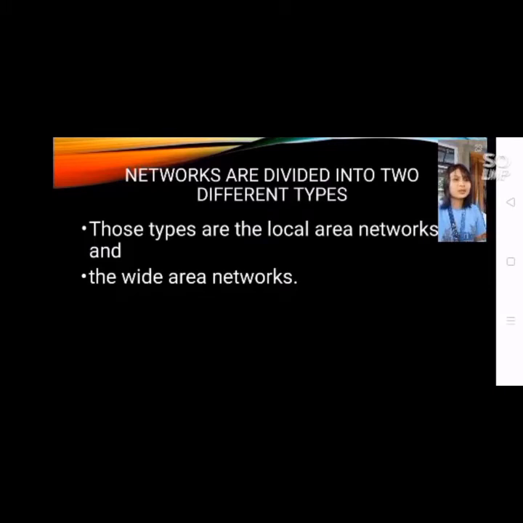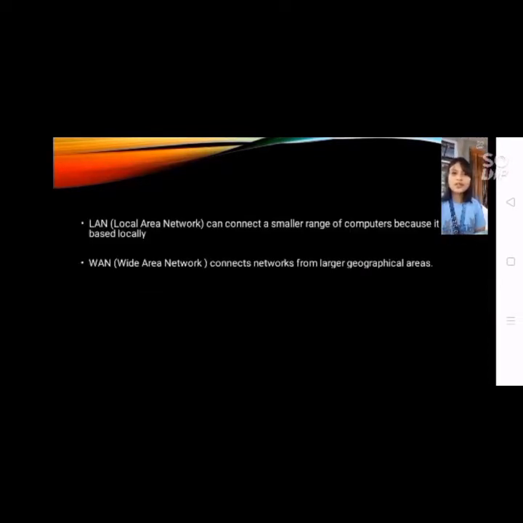Networks are divided into two different types. Those types are the local area networks and the wide area networks. First, let's give a simple explanation of what a local network is. By its name, you can understand that the LAN or local area network can connect a smaller range of computers because it is based locally. Now, let's explain the wide area network.